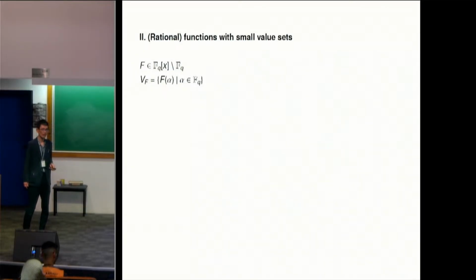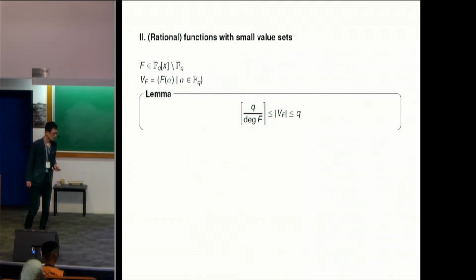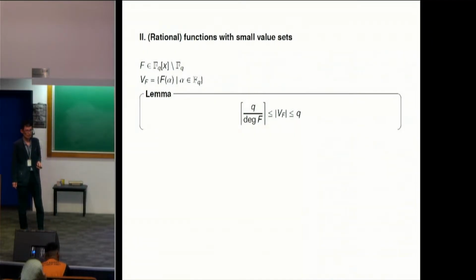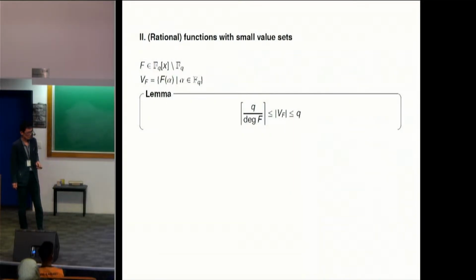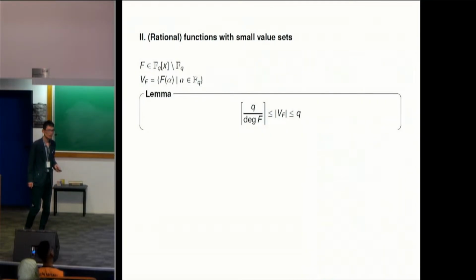Vf is a value set represented by f(α). It is not difficult to prove the following lemma. The size of the value set is lower bounded and upper bounded by these numbers. The upper bound is trivial, which is the number of elements of Fq. The lower bound is q over degree f, rounded up.